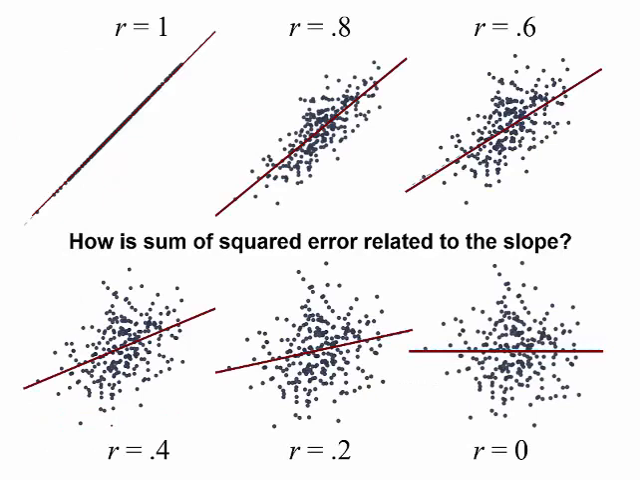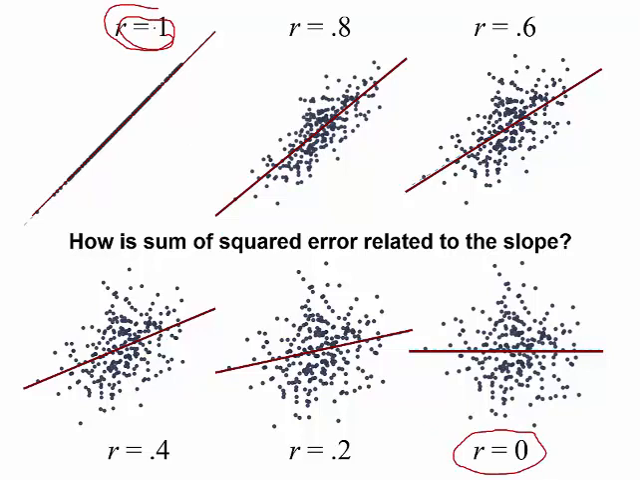As we go, let's note how the error is related to the strength of your slope. Here I have some scatter plots. These look like the correlation scatter plots that we saw before when we talked about correlations. In the upper left, I have a correlation of 1. In the bottom right, I have a correlation of 0.